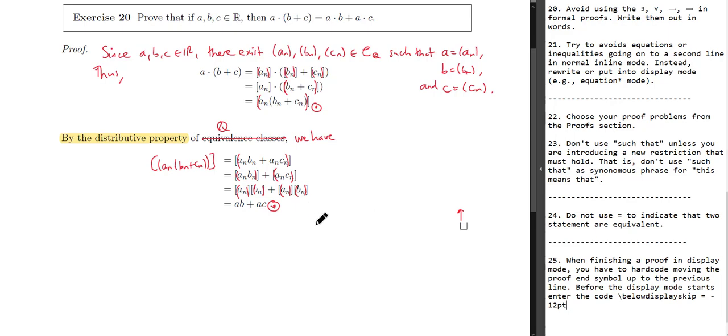Okay, so the idea of the proof is correct. We just have a few things we've got to work on: the notation, and then properly attributing the distributive property to Q instead of the equivalence classes. Okay, let's go to contestant number 2.